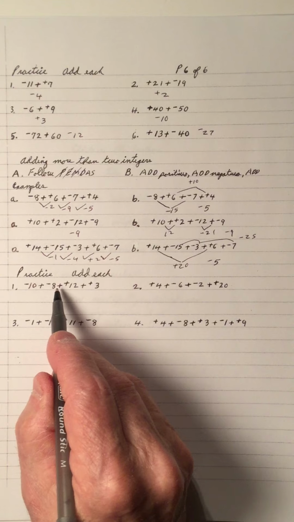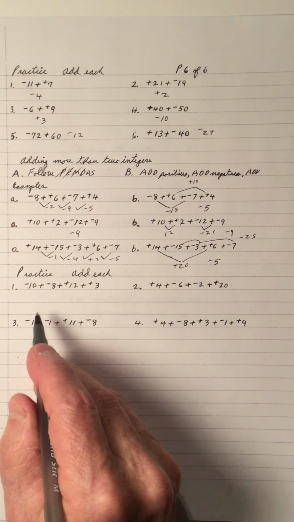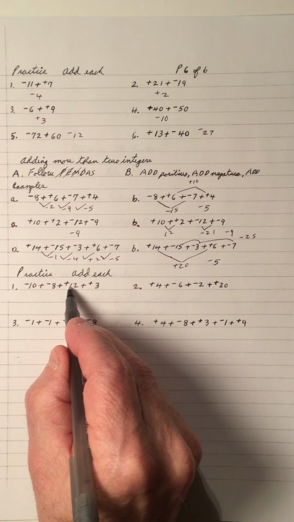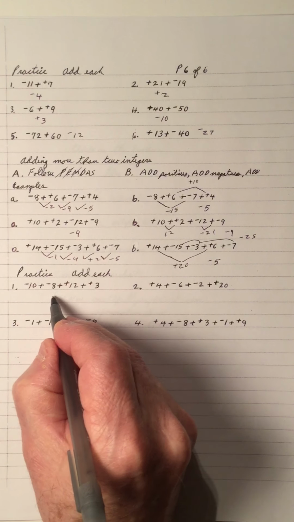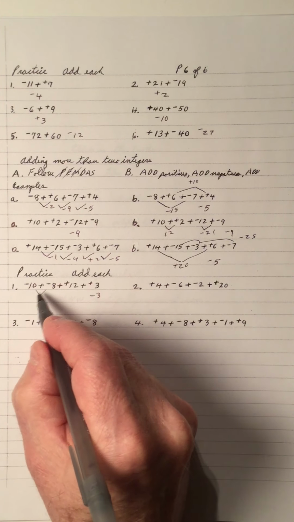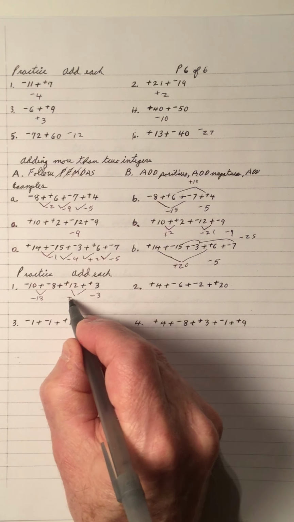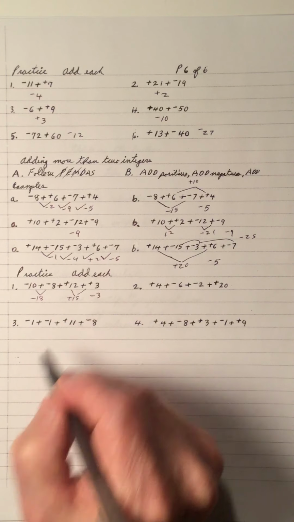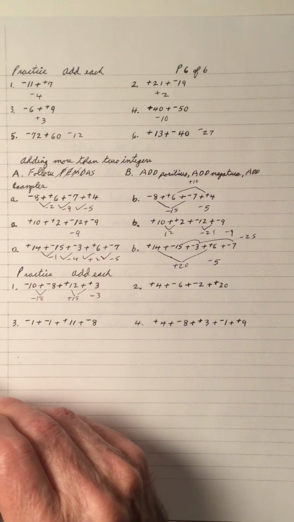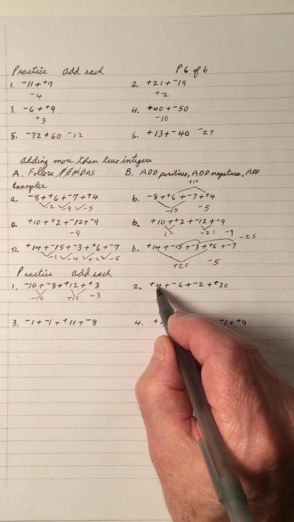So practice, pause the video, work these out. So you have a choice. Now you can go negative 18, 12 is negative 6, negative 6 and 3 is negative 3. If you want to add up the negatives first to get negative 18, add up the positives to get positive 15, and subtract, you get a negative 3. You subtract the numbers and take the negative, because there's more negatives. So it's your choice. But anyway, here we go.